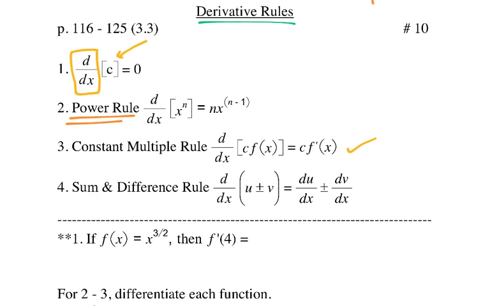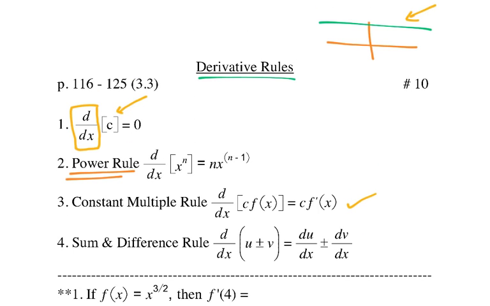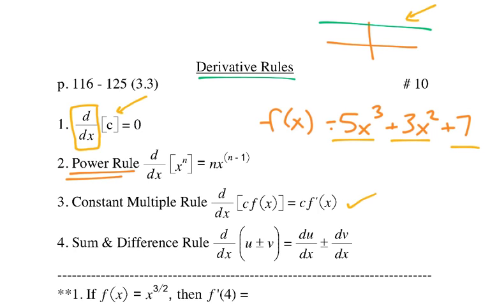And then the last thing is the sum and difference rule, which basically just says that if you've got a polynomial, so f of x equals 5x cubed plus 3x squared plus 7, I can take the derivative of this, and then I can take the derivative of this, and then this. And why don't we assume that this is a positive and this is a negative? So let's just go through and see how this works.